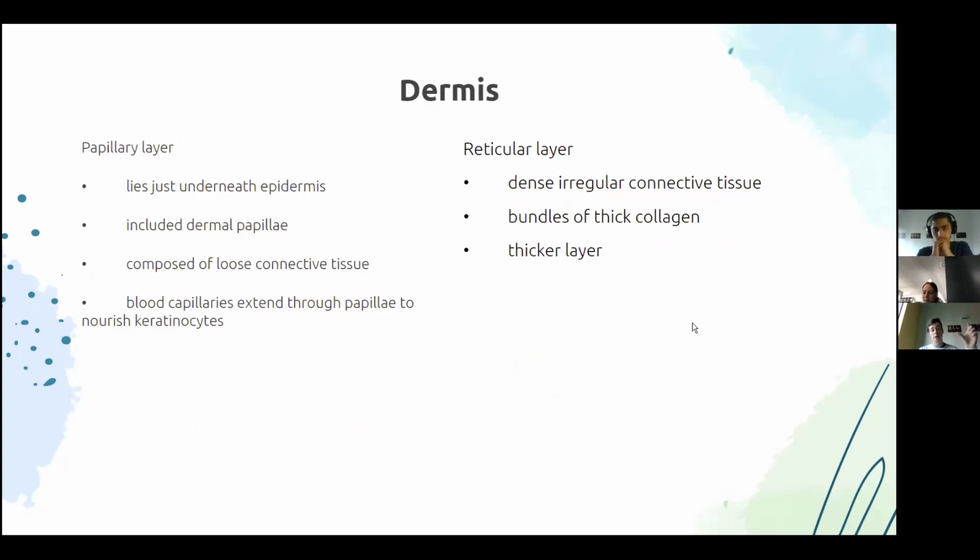And so that was the epidermis, and now you've got the dermis. So you've got two layers of the dermis. You've got the papillary layer, which is right beneath the epidermis. So those were those big, long things that I showed you earlier. And that's composed of loose connective tissue. And so you've got the blood capillaries, which are running through those papillae. And these are the ones which are nourishing and keeping the keratinocytes alive. And then you've got the reticular layer, which is dense, irregular connective tissue, which is bundles and bundles of collagen, and it's really thick.